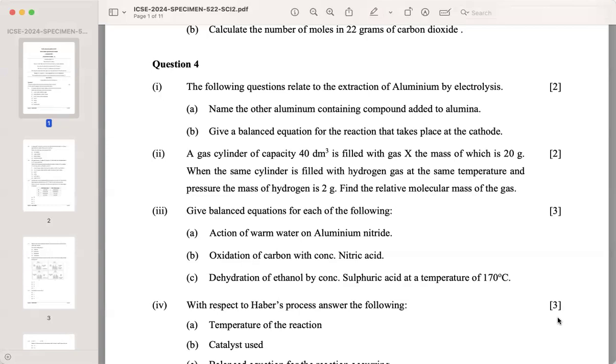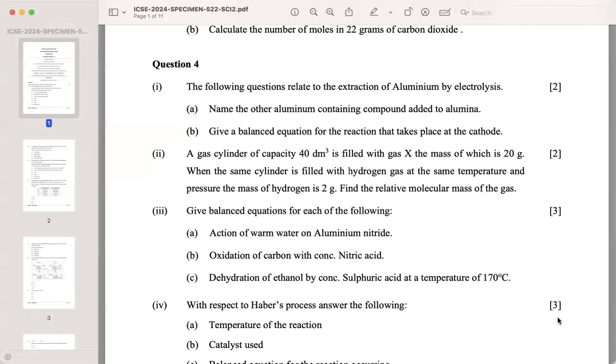Second part, it says a gas cylinder of capacity 40 decimeter cube is filled with gas X, the mass of which is 20 grams. When the same cylinder is filled with hydrogen gas at the same temperature and pressure, the mass of hydrogen is 2 grams. Find the relative molecular mass of the gas. Here we know that relative molecular mass is 2 into vapor density. So vapor density will be 20 divided by 2, that is 10. And hence the relative molecular mass will be 2 into 10, that is 20 grams.